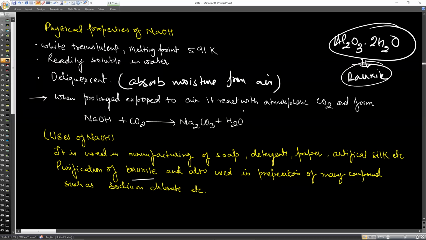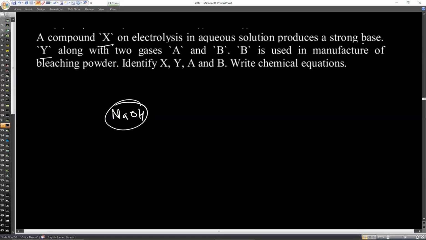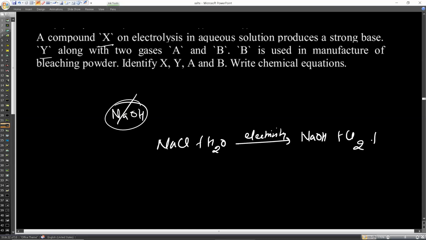The compound that is prepared by electrolysis. So compound X on electrolysis in aqueous solution produces a strong base. So we have NaCl in aqueous solution. On electrolysis, meaning on passing electricity, it will give you NaOH plus chlorine gas plus hydrogen gas. This is a strong base, compound X, and two gases A and B. B is used for making bleaching powder.